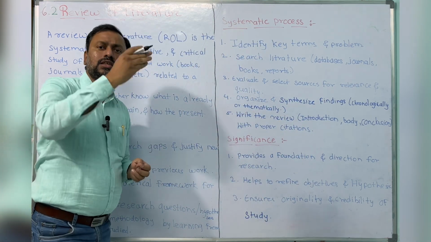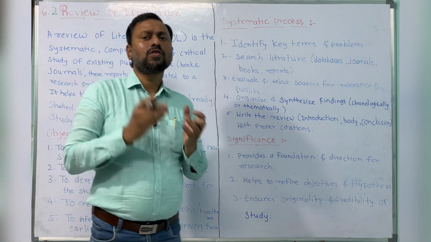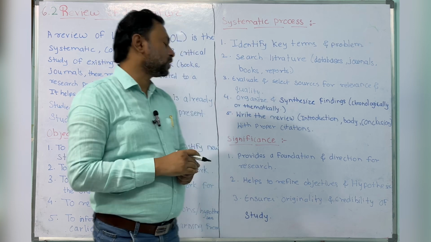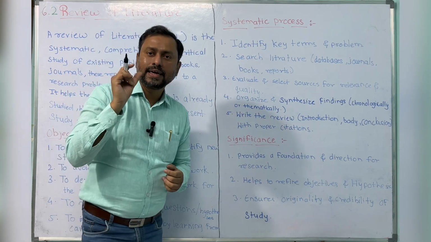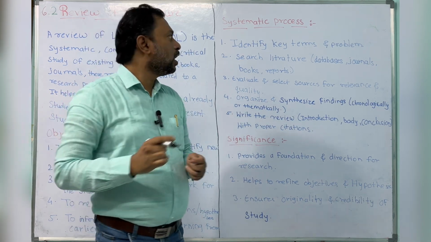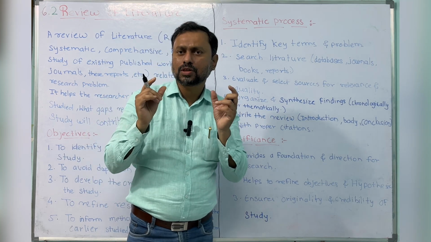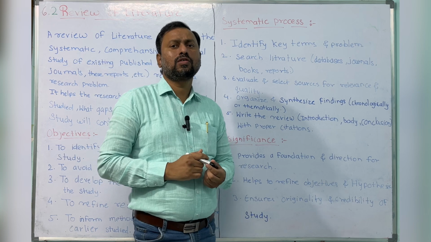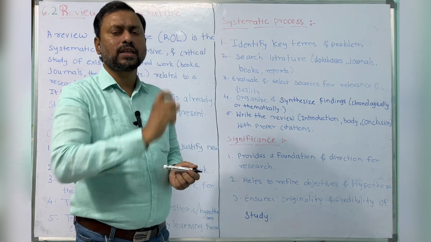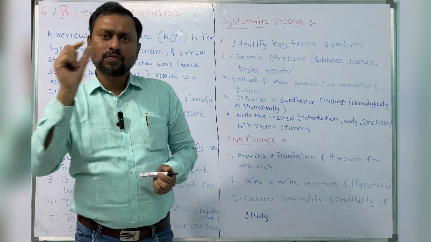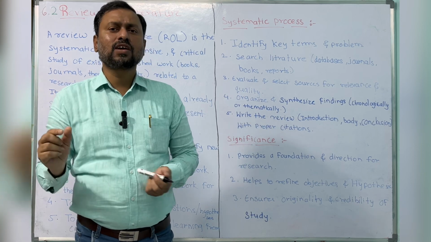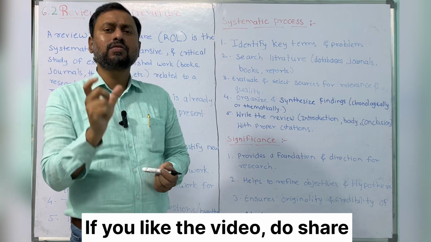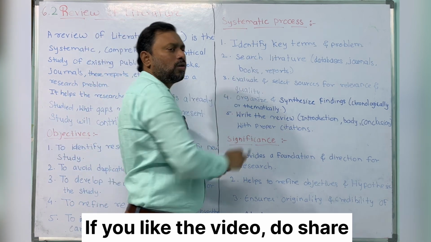The next is the systematic process of reviewing the literature: how you can systematically do the research process. The first step is to identify the key terms and problem. Whichever topic you have selected, you have to identify the keywords. Just now I told you, suppose osteoarthritis is one of the diseases, you have to identify osteoarthritis, and the specific drug you are taking, the specific drug name you have to select.